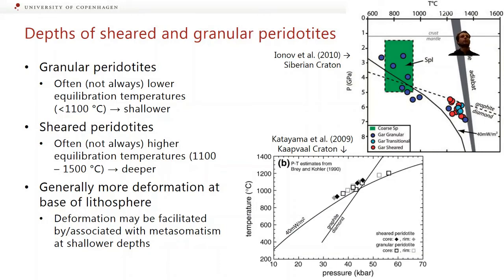In the Katayama paper, where they find these two types of peridotites from different depths, they did note that there was actually a geochemical difference between the two, and the sheared ones seemed to be more metasomatized.